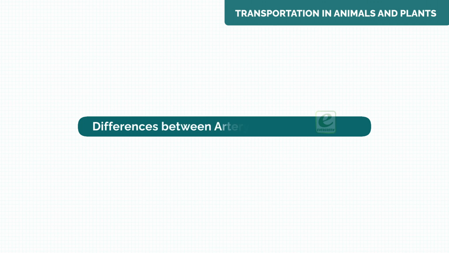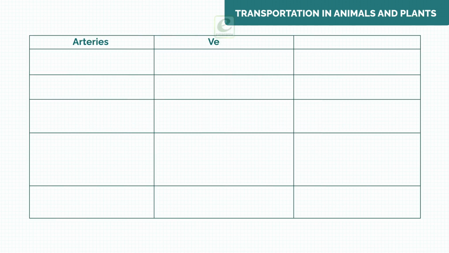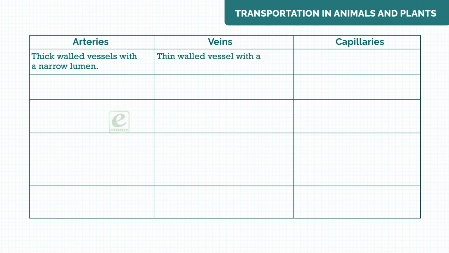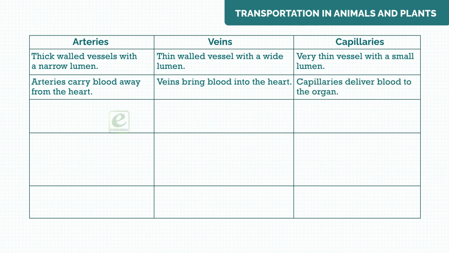Differences between artery, vein and capillary. Arteries: thick-walled vessels with a narrow lumen. Veins: thin-walled vessels with a wide lumen. Capillaries: very thin vessels with a small lumen. Arteries carry blood away from the heart. Veins bring blood into the heart. Capillaries deliver blood to the organ.